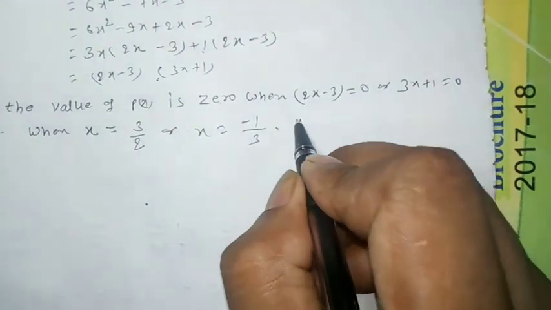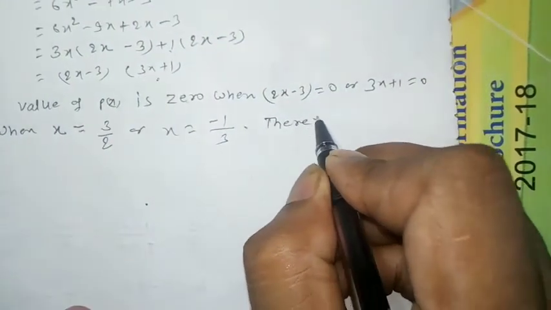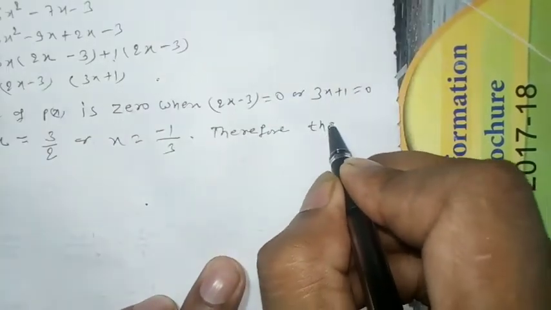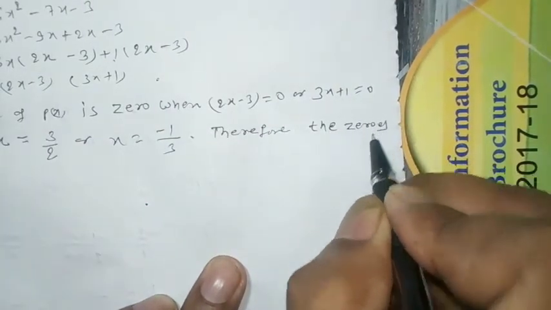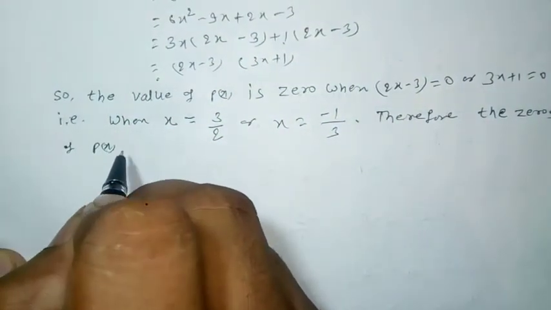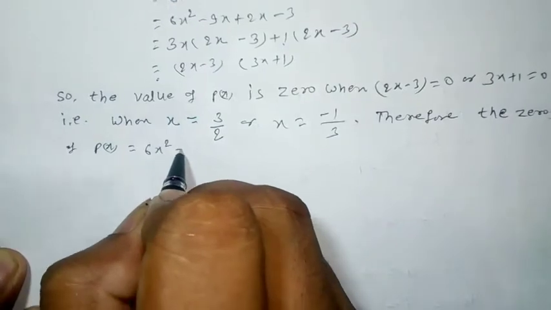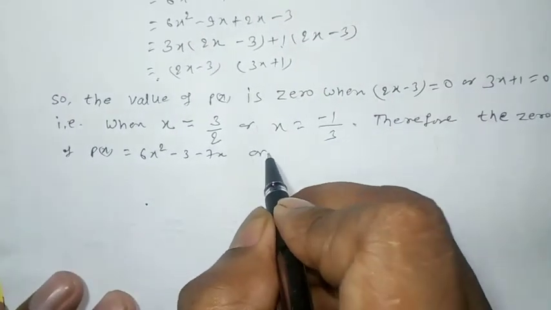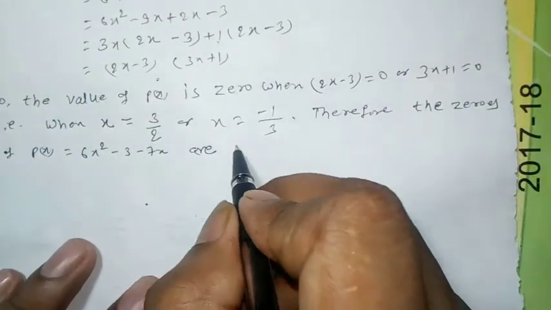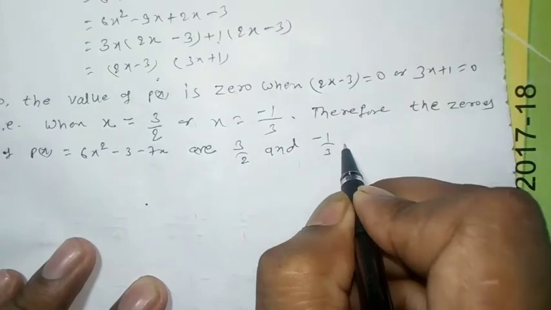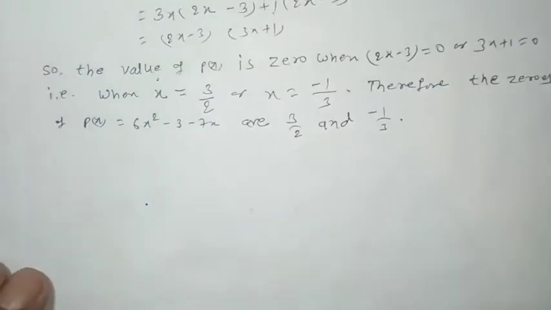Therefore the zeros of P(x), it means of 6x square minus 3 minus 7x, are 3 by 2 and minus 1 by 3. Now verify.